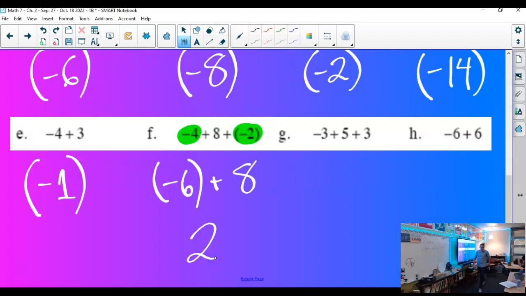Go ahead and do the last 2 on your own, real quick. What could we do in G, Jana, to make our life easier? We can just add up the 5 and the 3. We could, but there's actually something else we could do to make things even easier. Destiny? You could add the -3 and the +3.